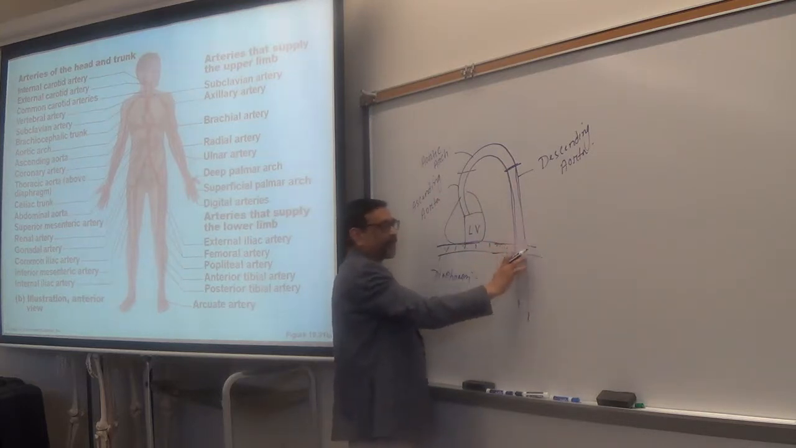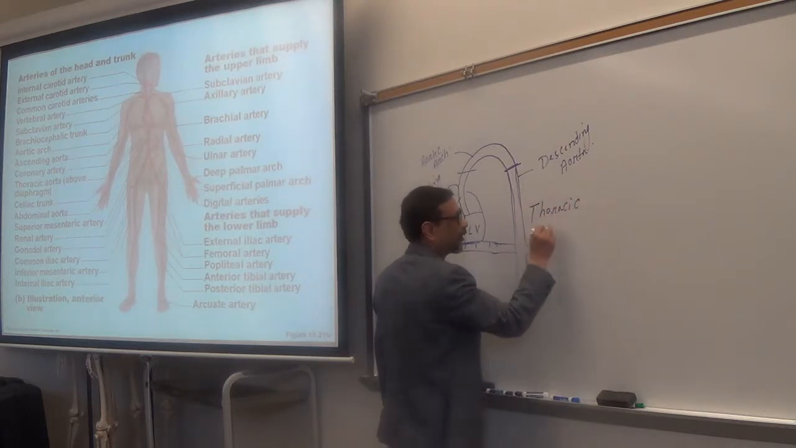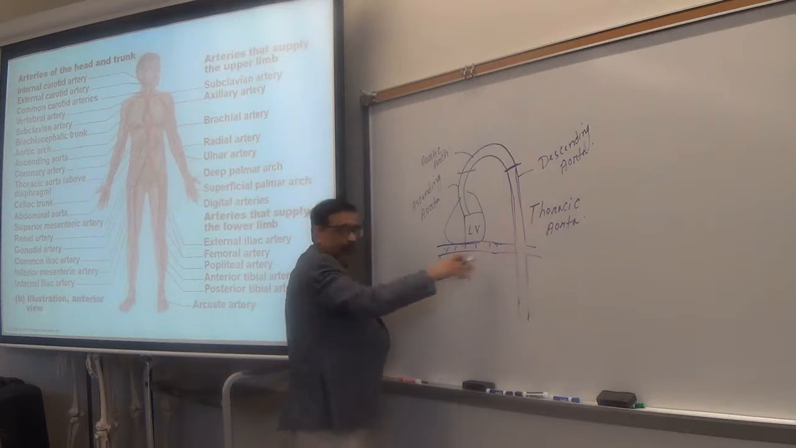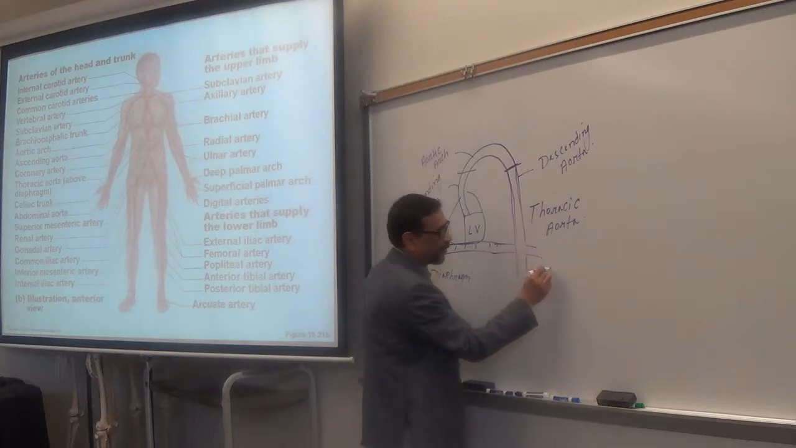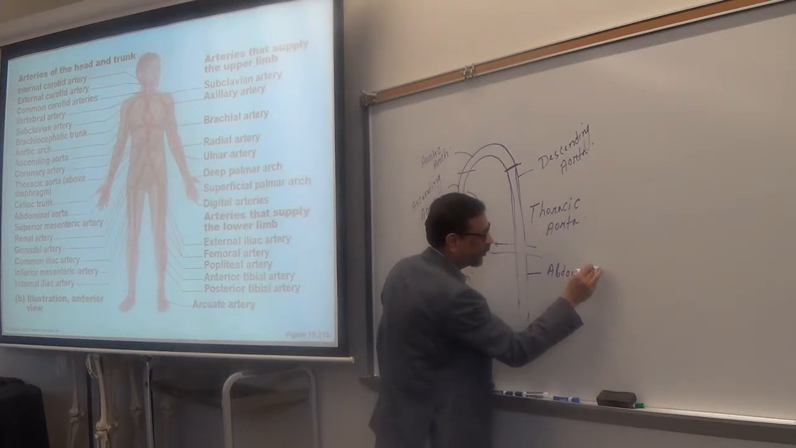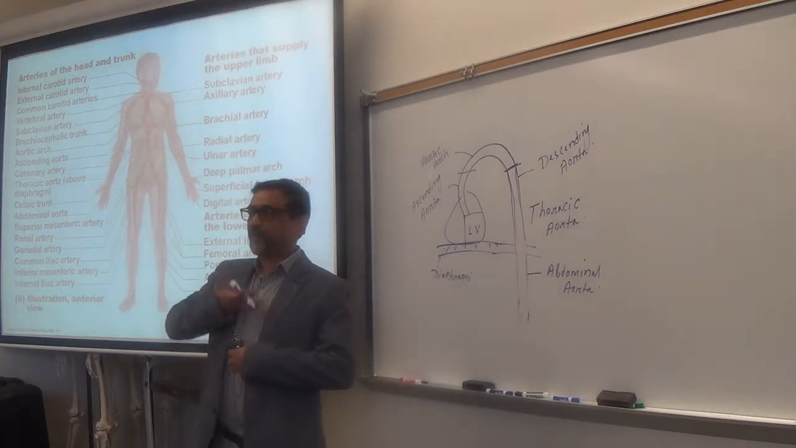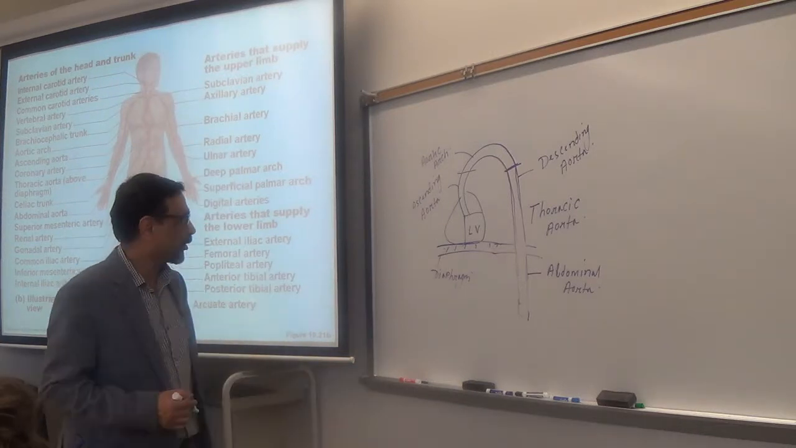Above the diaphragm, this part is called thoracic aorta. Because we know above the diaphragm is the thoracic cavity. And below the diaphragm, this part is the abdominal cavity, right? You know that. So this part is called abdominal aorta. Make sense? So above the diaphragm is what? Thoracic. Below the diaphragm, abdominal aorta. Okay, very good.